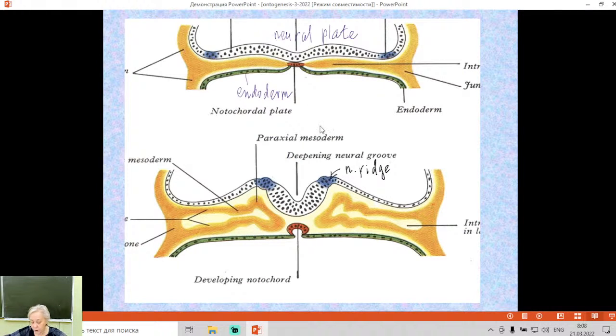On this slide, you can see the process of neurulation. The ectoderm above the notochord, the material for the notochord, forms the neural plate. You see the neural plate, mesoderm, endoderm. You can see the deepening neural groove and formation of the neural ridge. Blue, it's the neural ridge.